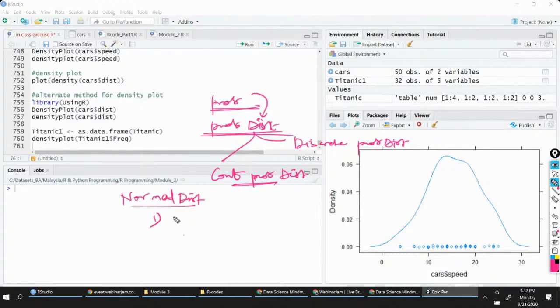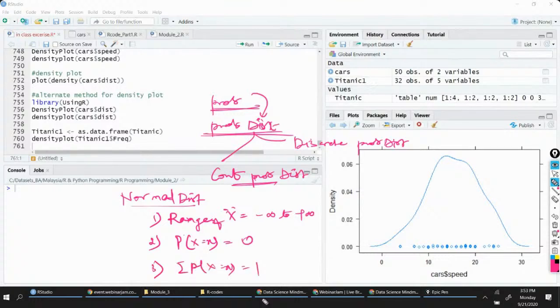and the three properties. Range of x will always lie from minus infinity to plus infinity. The second one is talking about probability of any single value is going to give you a result as 0. And the third one is sum of the probabilities will be equal to 1, which is nothing but area under the bell curve will be equal to 1.